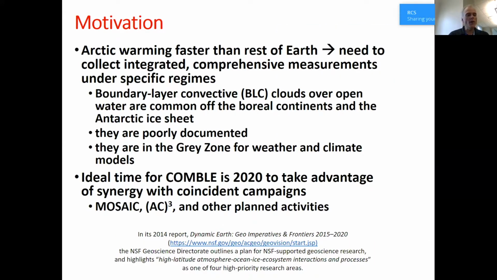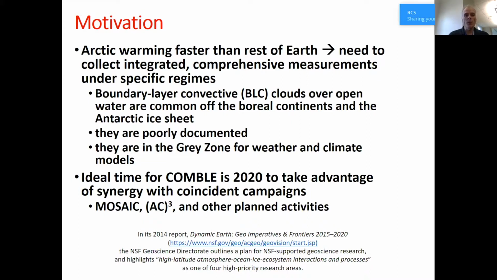Well, I don't think I have to motivate the campaign for this group here. Obviously, the Arctic is important. It is warming faster than the rest of the Earth. But really, in order to understand why it's warming so fast and why it's warming faster than models can predict, we need to collect integrated, comprehensive measurements under different specific regimes. And one area where we really don't have the data we need right now is that of boundary layer convective clouds.